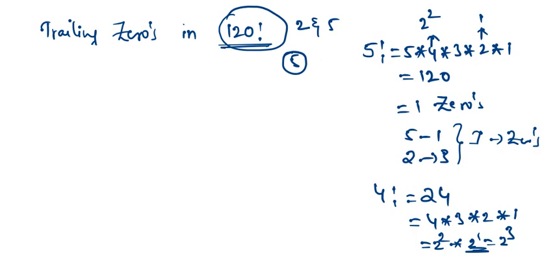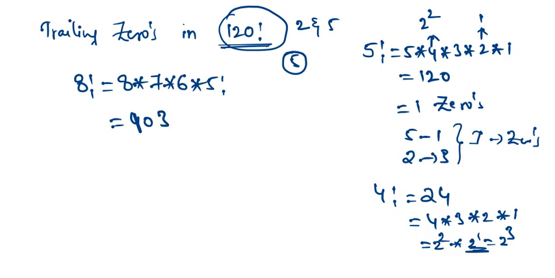So just look here, 8 factorial. 8 factorial will be equal to 8 into 7 into 6 into 5 factorial. Okay, so 8 factorial will be equal to 40320. So 2's are more in value. 2's will be equal to those of 5 factorial itself, which is 3. Here 8 is nothing but 2 cube. 6 is nothing but 2 into 3. So totally 2's will be equal to 3 plus 3, that is 6.